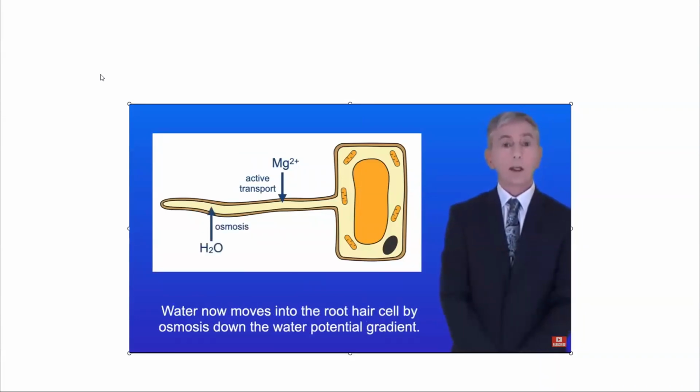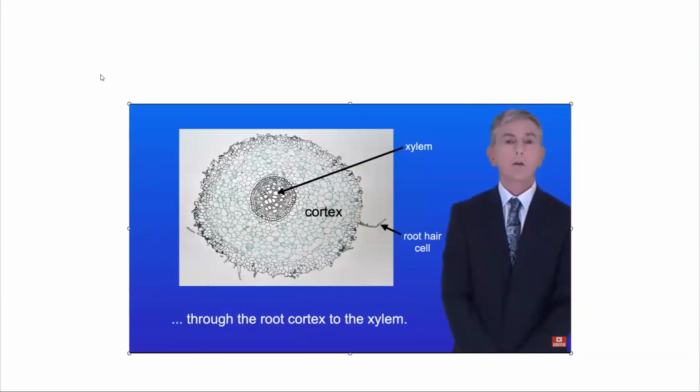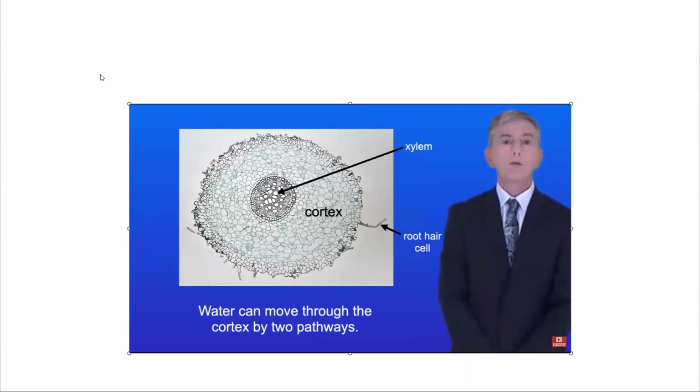So water now moves into the root hair cell by osmosis down the water potential gradient. Now the water must move from the root hair cells through the root cortex to the xylem. Water can move through the cortex by two pathways.